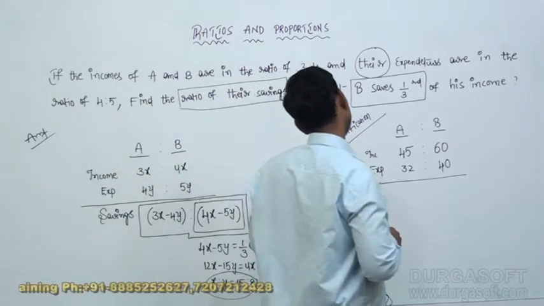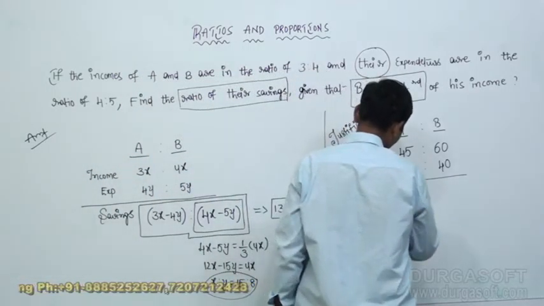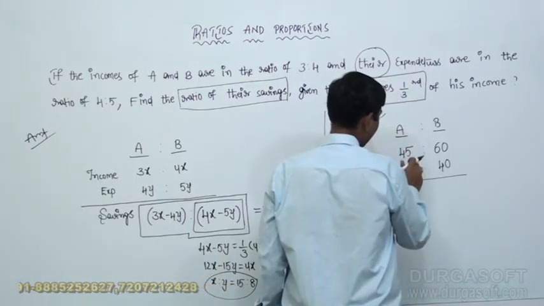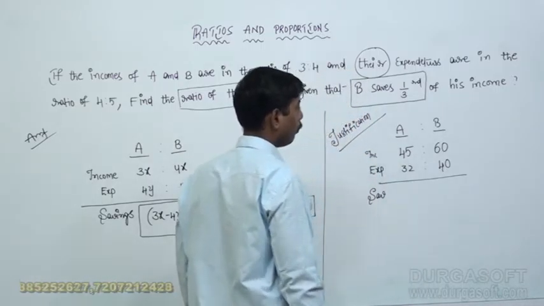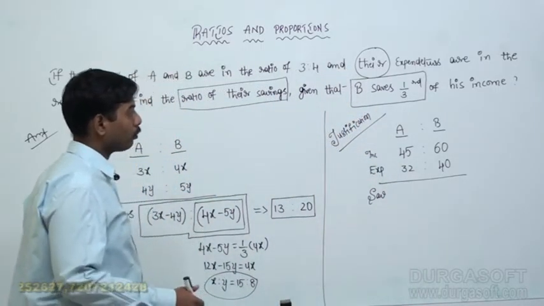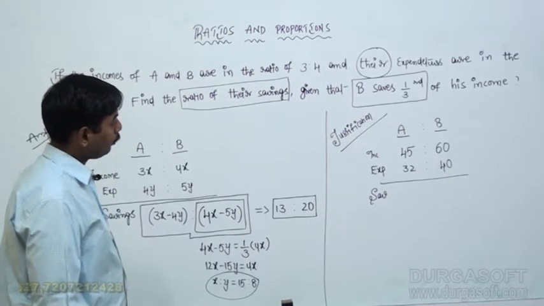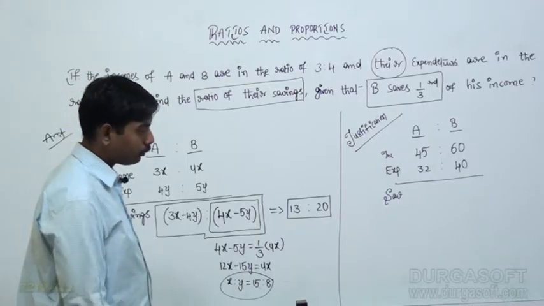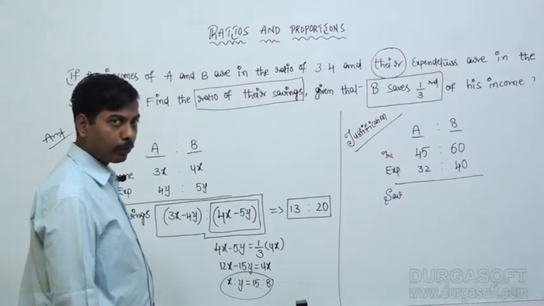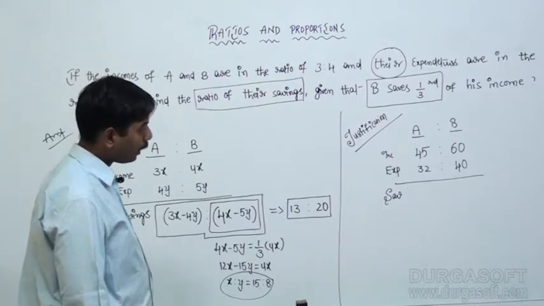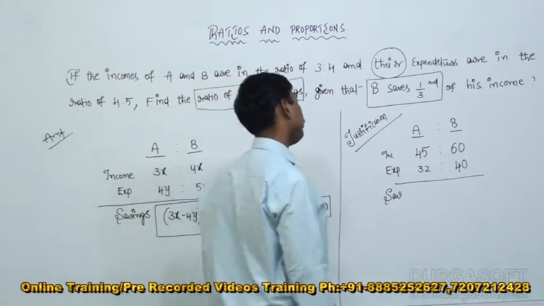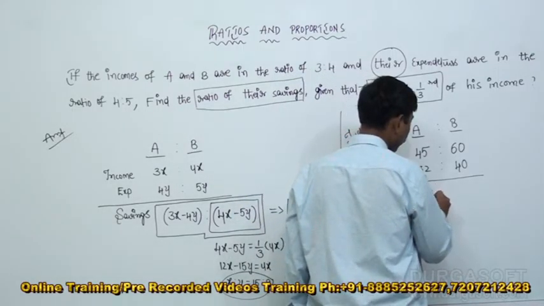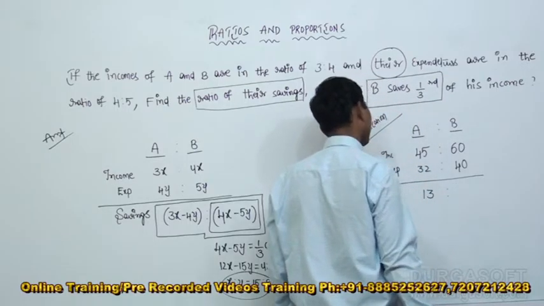Now I would like to talk about savings ratio. What do you mean by savings ratio here? Out of 45 parts, how many parts only Mr. A spends on expenditure? Out of 45 parts of A's income, only 32 parts. Only 32 parts of A's income is on expenditure means, what do you mean by remaining 13 parts? The remaining 13 parts of A's income would be the savings of A, all right.